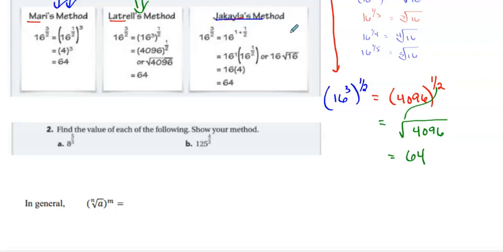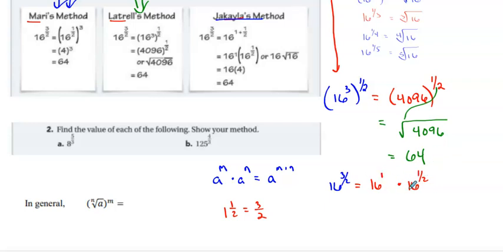And then the last one here, another method's cool. Alright, so Jacayla's method was saying, well, I'm going to take 16 to the 3/2 power, and I know when you multiply exponents, so if you have a to the m times a to the n, then that would equal a to the m plus n. Well, 3/2 is a combination of 1 and 1/2, right? 1 and 1/2 is 3/2 as a mixed number. So she said, well, this is 16 to the first times 16 to the 1/2.